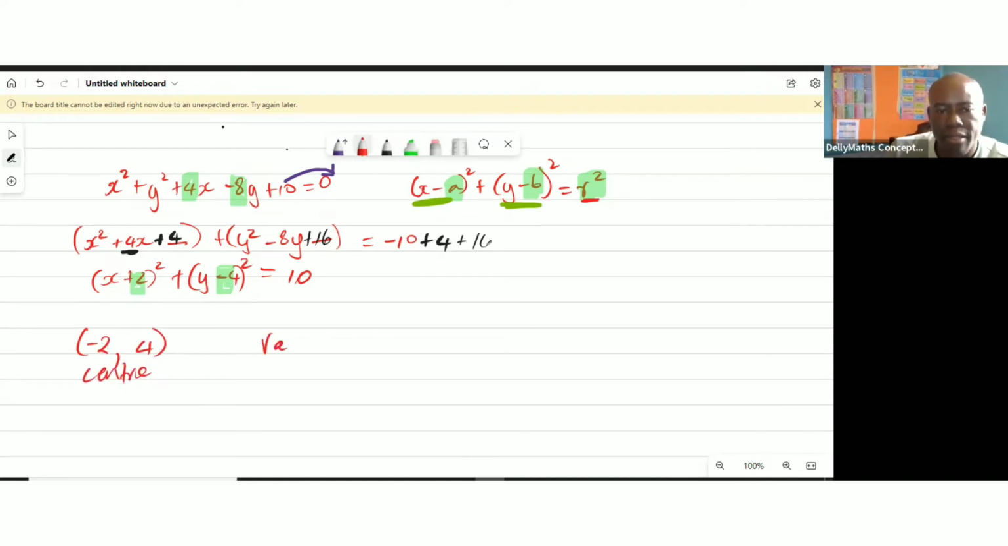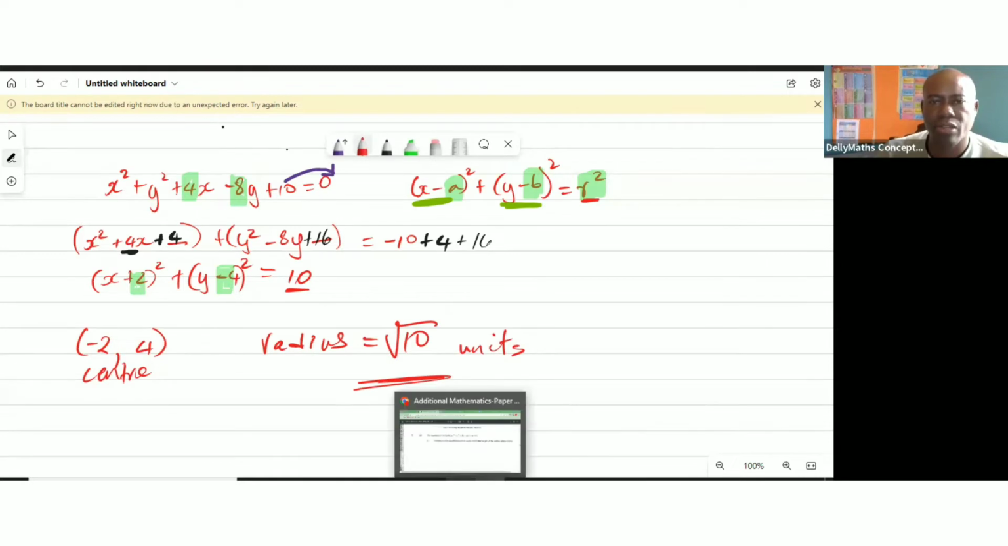The radius, which you're supposed to find, is the square root of the number that is here. So the radius is the root of 10 units long. There it is. All right, so we would have collected 3 marks for that. Let's see what the next question looks like.